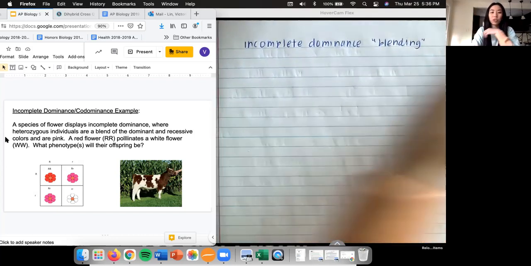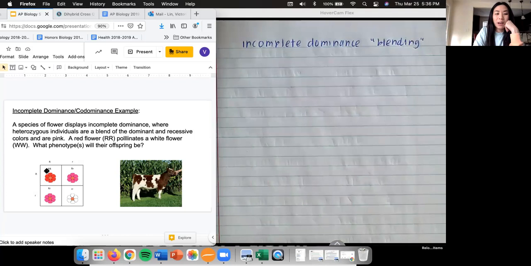So if you look at these pictures right here, if you have a red flower and a white flower, this right here shows you that if the flower was homozygous dominant, they would be red. Homozygous recessive, it would be white.